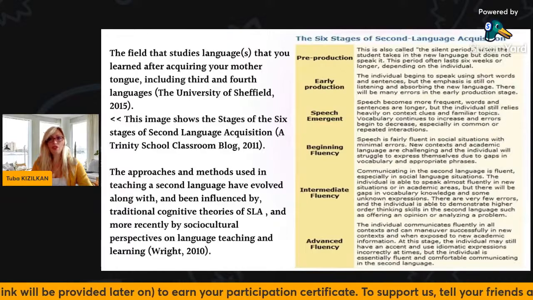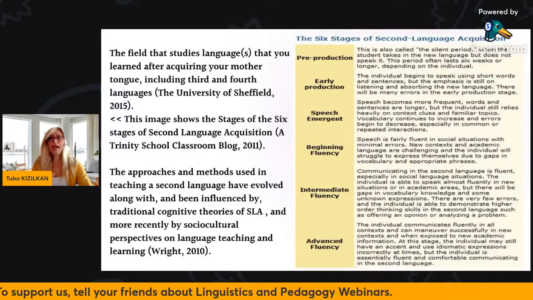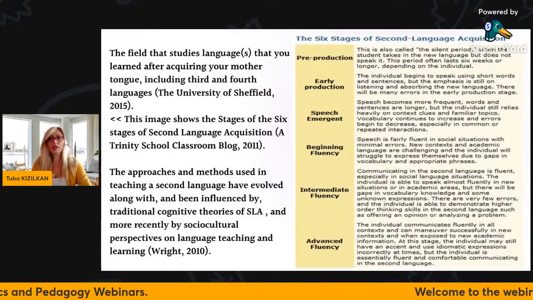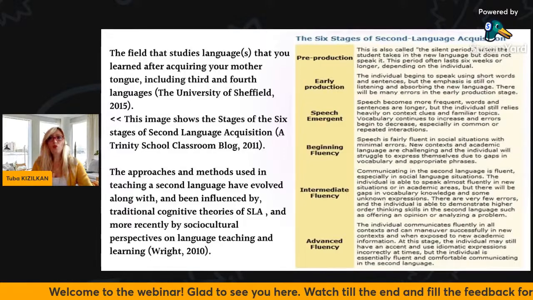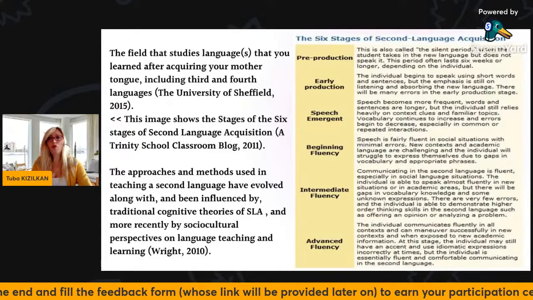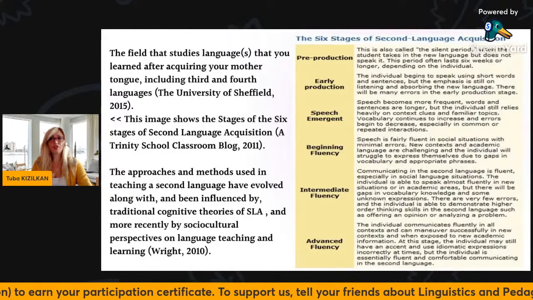And the second stage is called early production. The learner begins to speak using short words or sentences, and still keeps on listening. The emphasis is on listening, not speaking, reading, or writing, and the learner still keeps on observing and absorbing the new language. So this is very casual. It's very normal that a learner makes many errors in this early production stage.